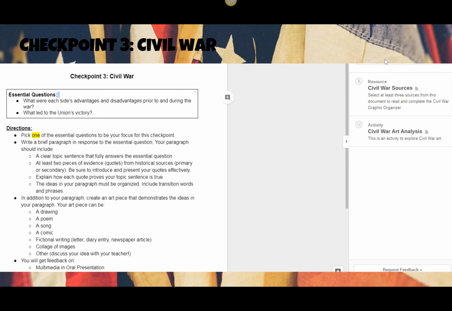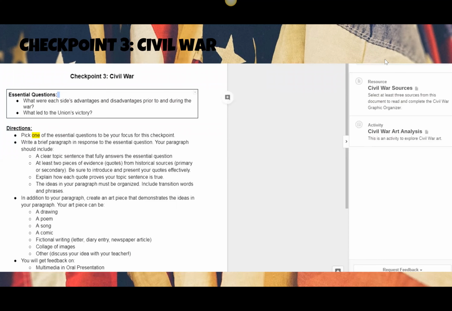For that one, you would say the advantages that the North had before the war were this, this, and this. During the war, they had these advantages. Then your second paragraph would be, during the war, the South had these advantages, and before the war, they had these advantages. So make sure you're addressing all parts of that question.